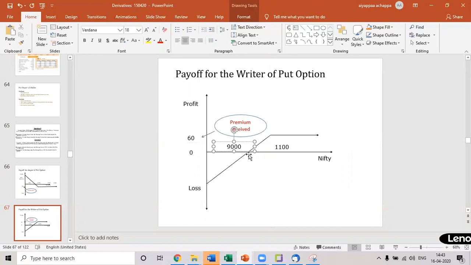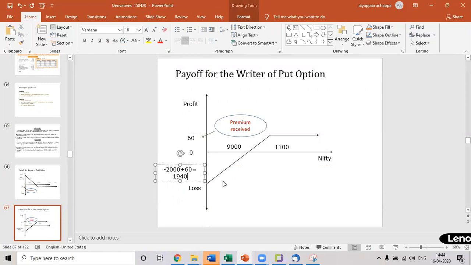So if the Nifty comes to 9,000, then the writer will lose around 2,000 minus 60, because he has collected 60. That is the premium he has collected. So he has to pay 2,000 minus 60 plus 60, 1,940. So like this in the market, the call and put options are very actively traded.